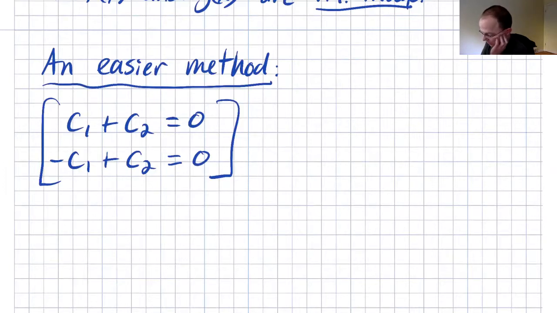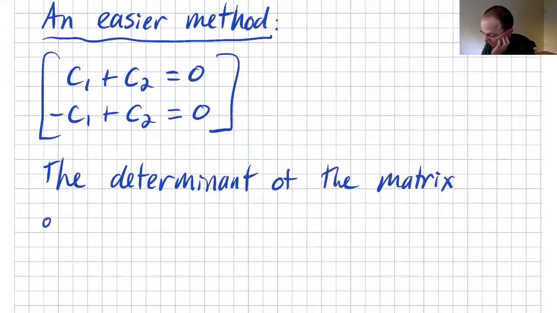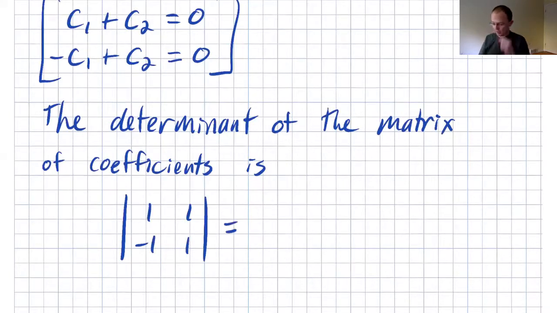So the determinant of the matrix of coefficients is, and typically this is written with vertical bars, so the matrix is 1, 1, negative 1, 1. So that's the determinant of that matrix.